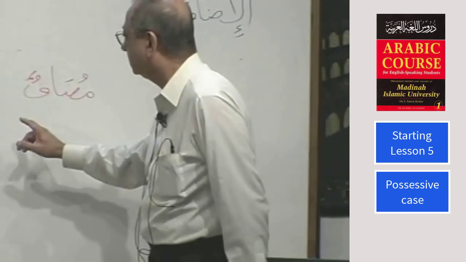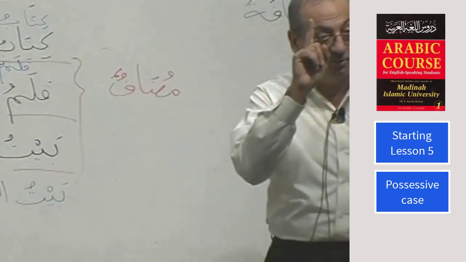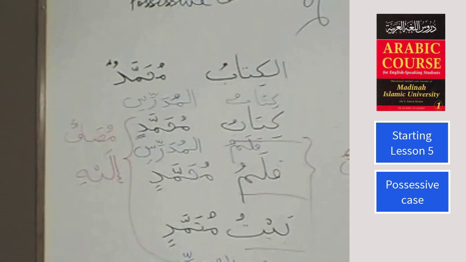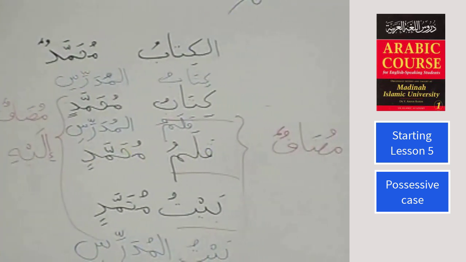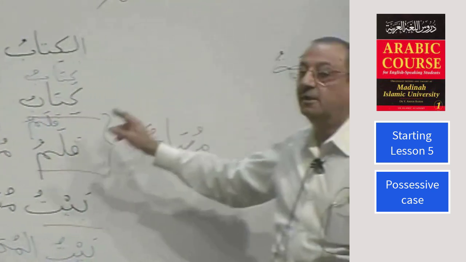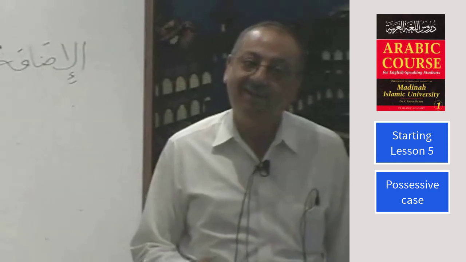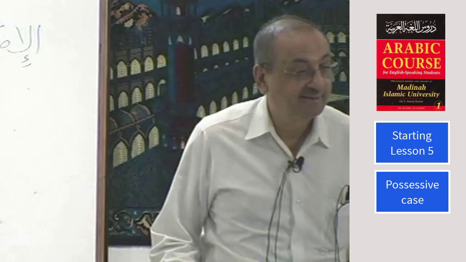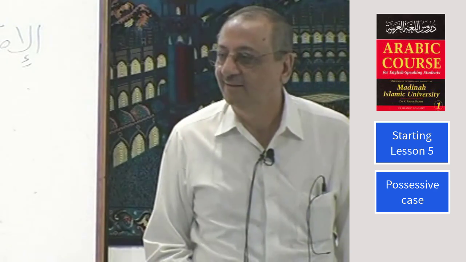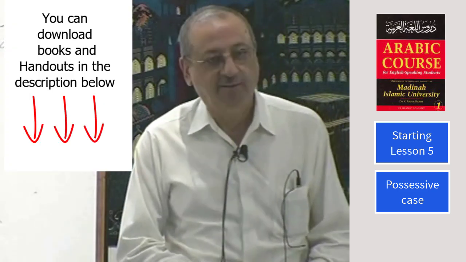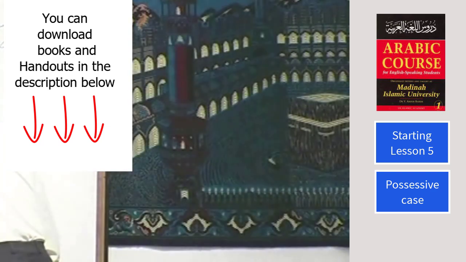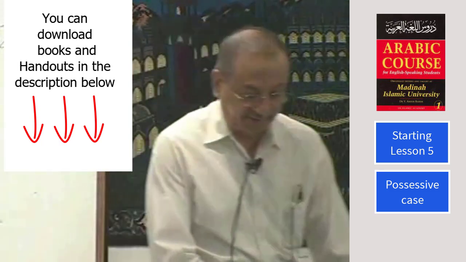Then, brothers and sisters, the most important thing to bear in mind is the mudaf, which is the thing possessed or owned. It's all in the key. Thing possessed will never have al, never. And it will never have tanween. That's all. If you can understand this, alhamdulillah, we'll go to the lesson and try to do something.